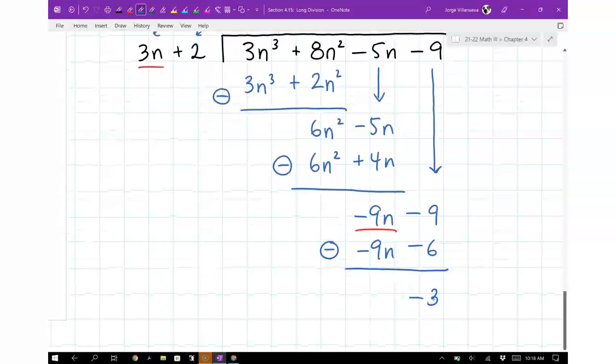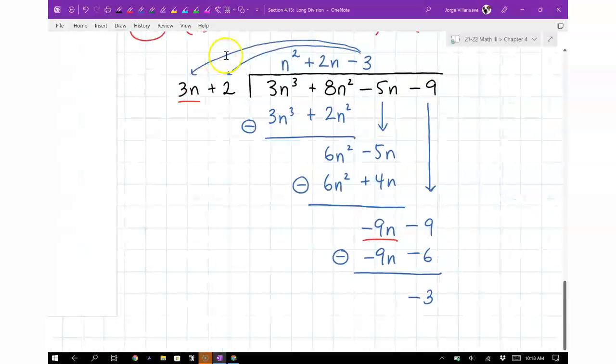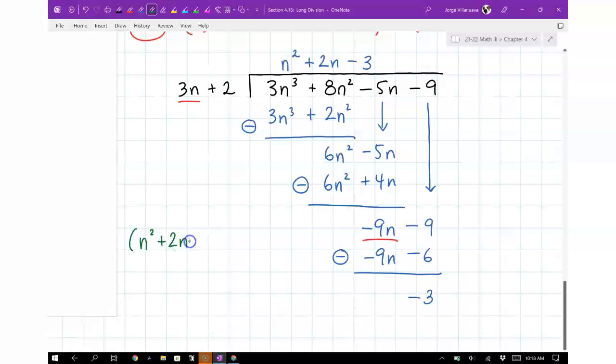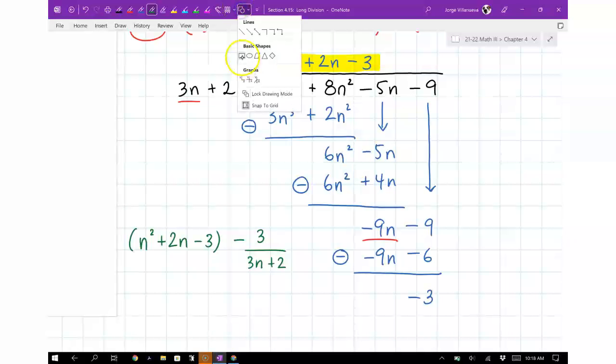Now we're done. We just have to write our answer. So let me zoom out just a bit. My answer is n squared plus 2n minus 3. That's because that's my quotient up here. And then I have to write my remainder, which is a negative 3, divided by whatever we were dividing by, which is 3n plus 2. And that's my answer.